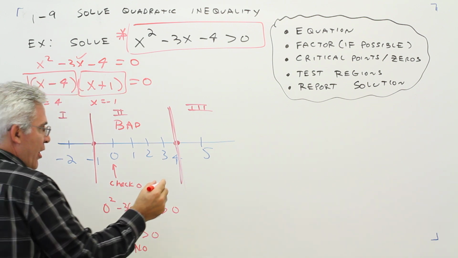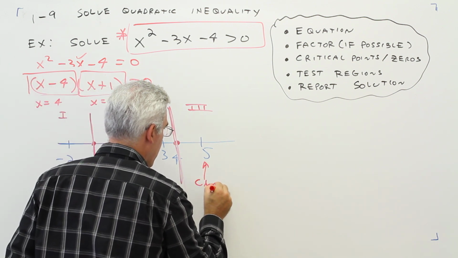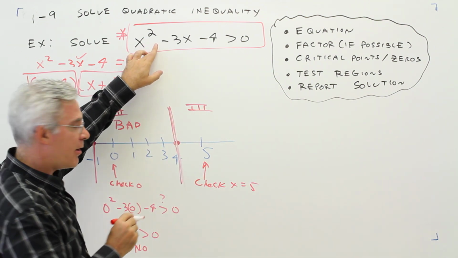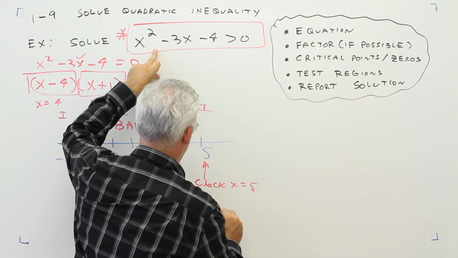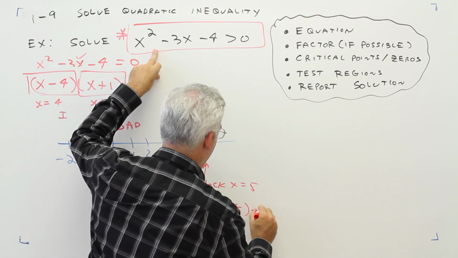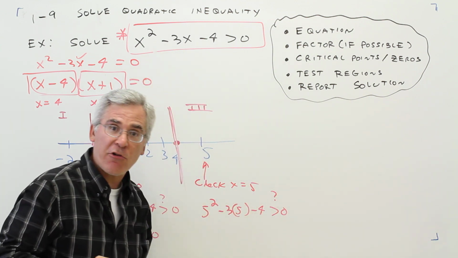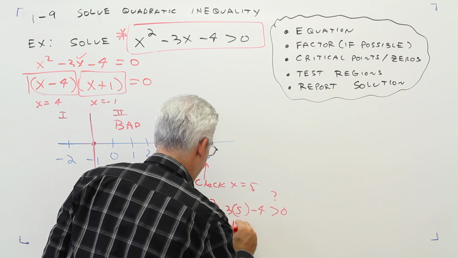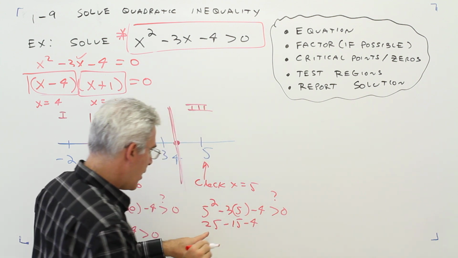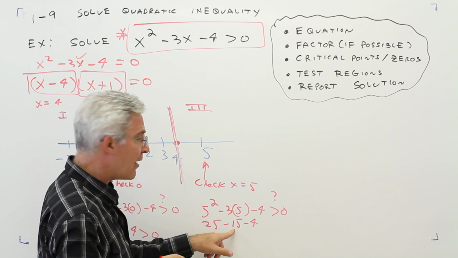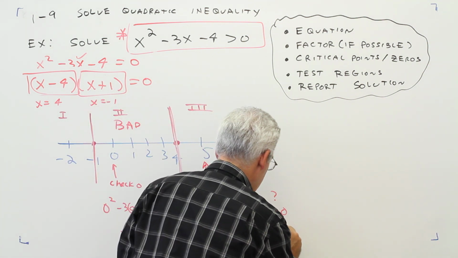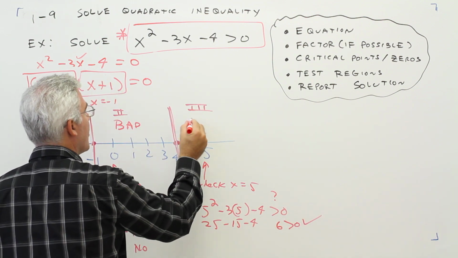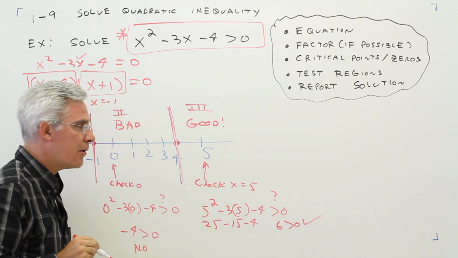Okay, let's check this. I'm going to check x equals 5 in the original inequality. So I've got 5 squared minus 3 times 5 minus 4. Is that greater than 0? That's 25 minus 15 minus 4. 25 minus 15 is 10. 10 minus 4 is 6. Is 6 greater than 0? Yes. So this region is good.